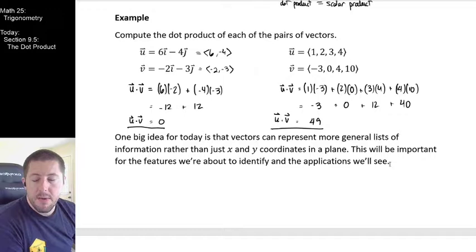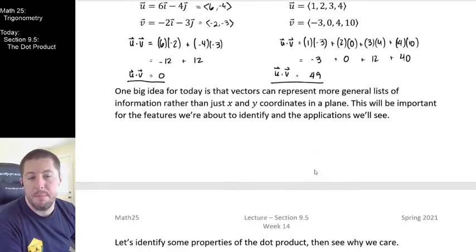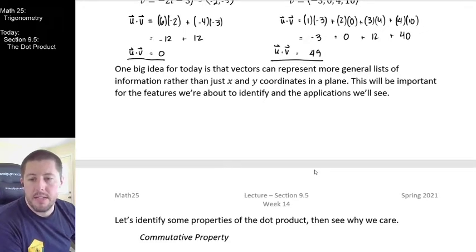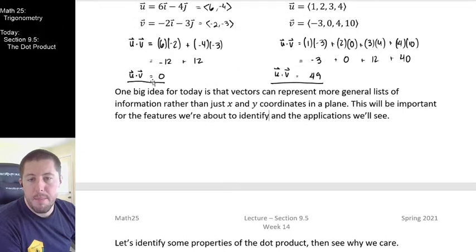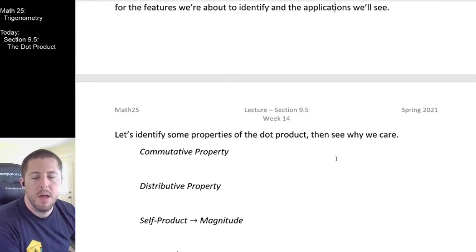The other big idea that we're going to see today is that vectors can represent more general lists of information rather than just x and y coordinates in a plane. And we're going to see that this is going to be important for the features we're about to identify for the applications that we're going to see. So what we're going to do next is first look at some properties of the dot product. Then we're going to look at our big meaningful computation that we're interested in doing today. We then want to come back and see how that helps us understand why, for example, this is a special output from a dot product. And then we'll see some more examples that help us understand why we care to talk about vectors that have more than two components, right? So those are all our things coming up.